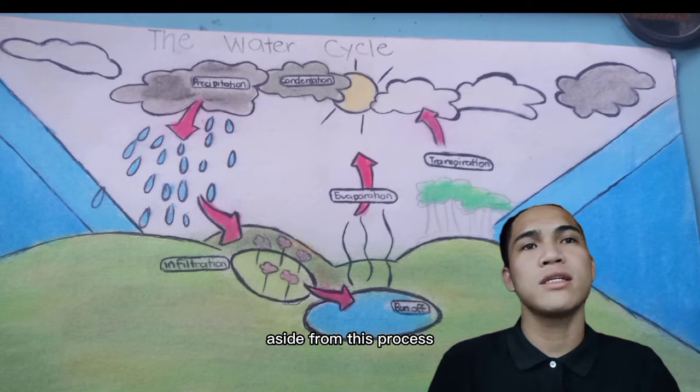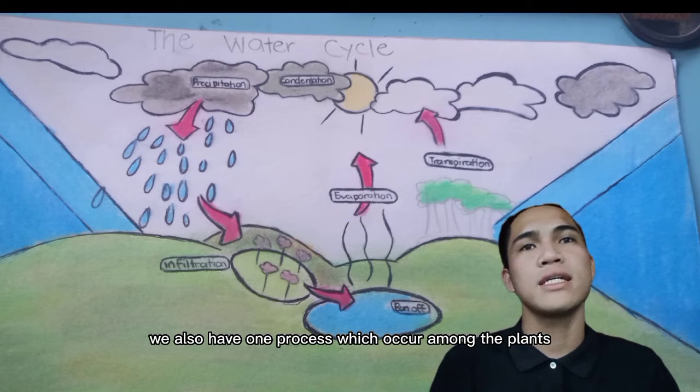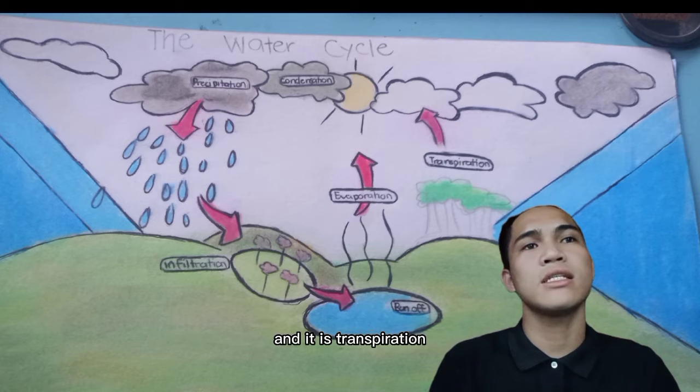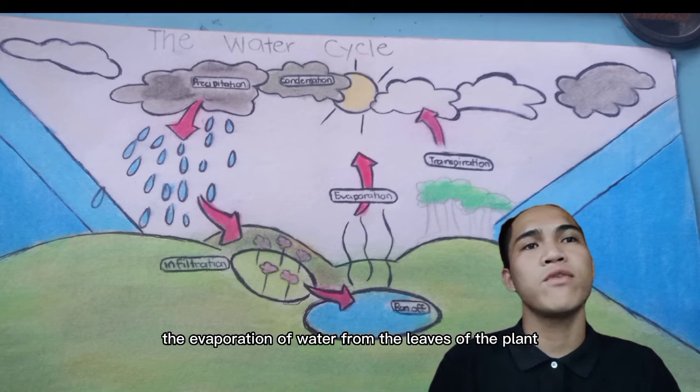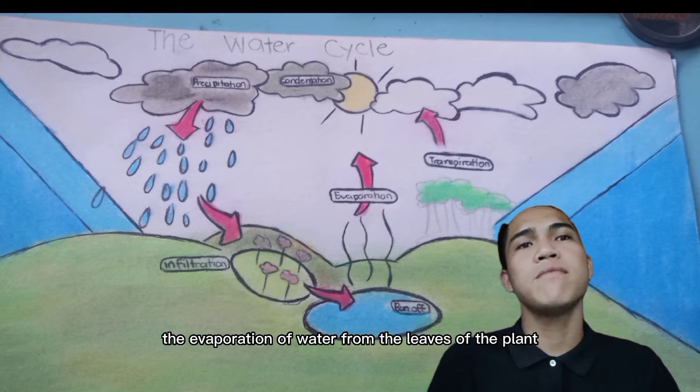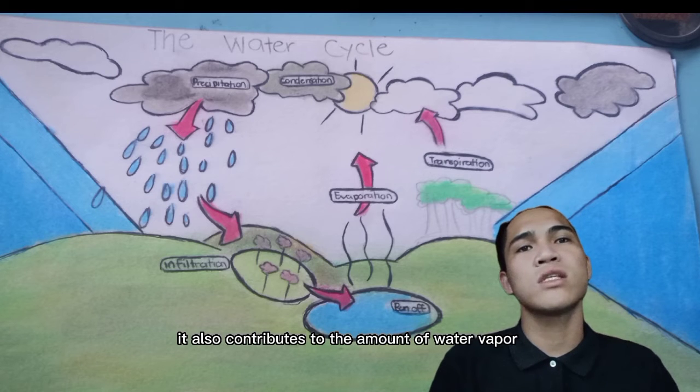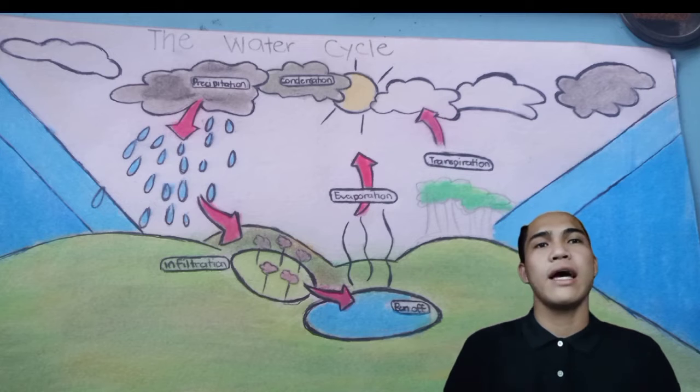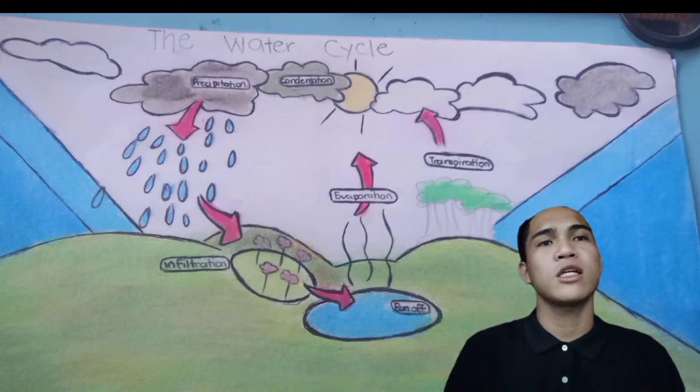Aside from this process, we also have one process which occurs among the plants, and it is transpiration. Transpiration is simply the evaporation of water from the leaves of the plant. It also contributes to the amount of water vapor in our atmosphere. And that is a very brief explanation of the water cycle.